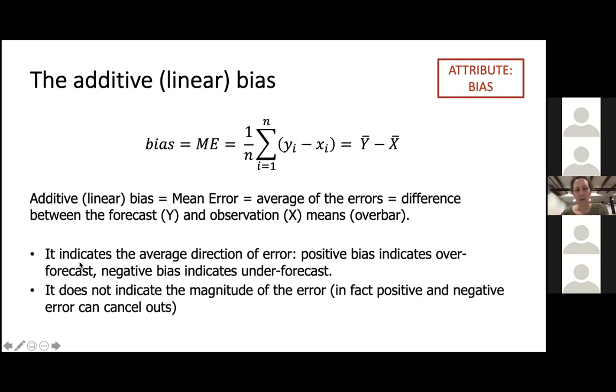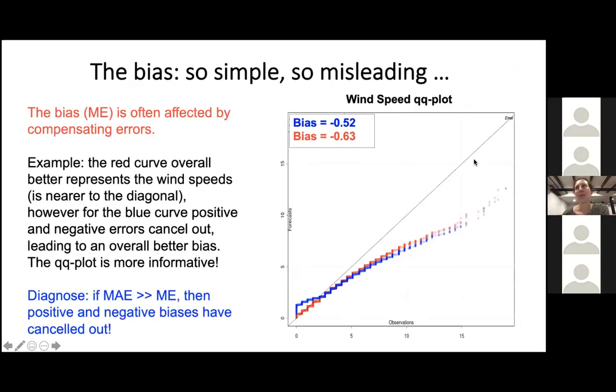So the mean error or the bias indicates the average direction of the errors. Positive indicates over forecast, negative indicates under forecast, and 0 is the best score. It does not indicate the magnitude of the error. In fact, because it has a sign, the mean error or bias is affected by compensating errors. So positive and negative errors cancel out. The bias is such a simple statistic to compute, but is so misleading because of these compensating errors.